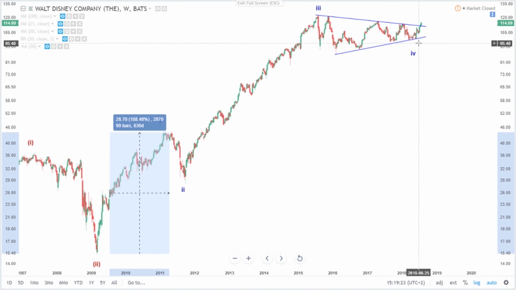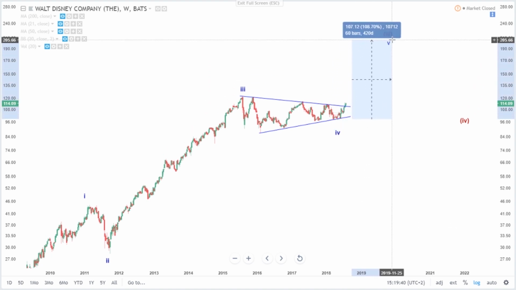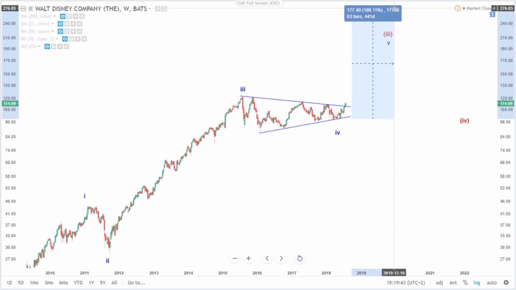Does that play out here? It doesn't really matter, because no matter what happens, this is a perfect structure breaking to the upside, and the potential is there that we are going to hit 188% to the upside. So from right here, I would suspect there is a probability that this is going to move 188% to the upside. That would bring us massively to the upside.